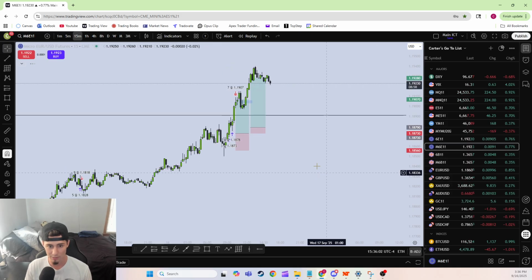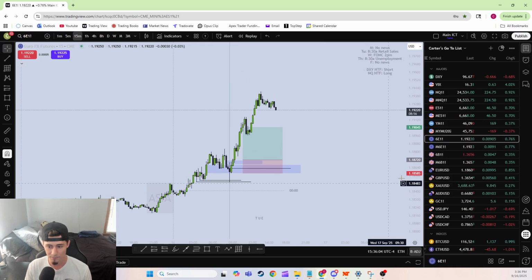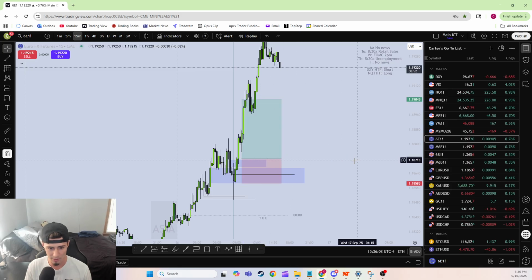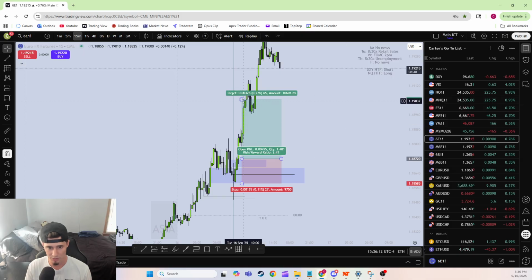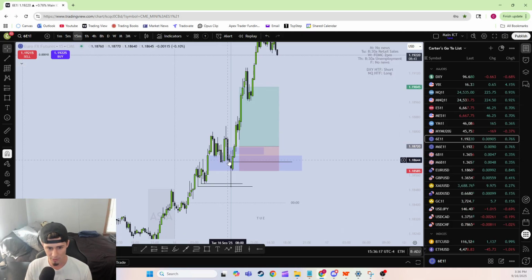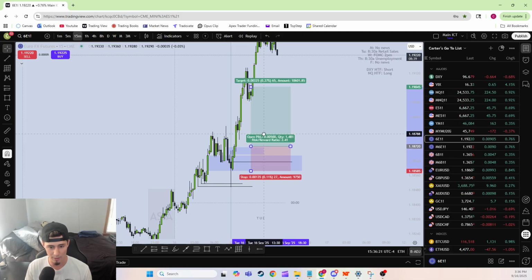Let's click over to M6E. We'll do that in a second. You can see this is the trade I took in the beginning. And I took it with 3 contracts. I took it with 3 micros, not minis. What ended up happening is we displaced through this point, closed above, and we created a fair value gap.